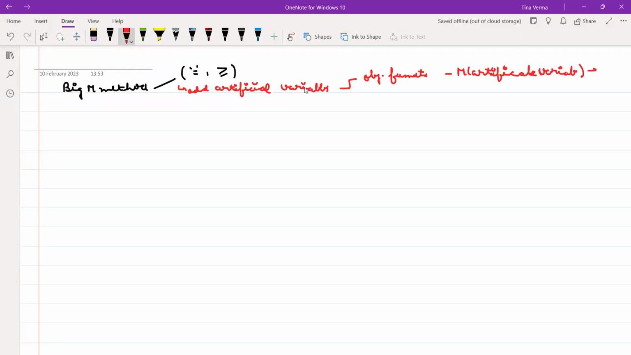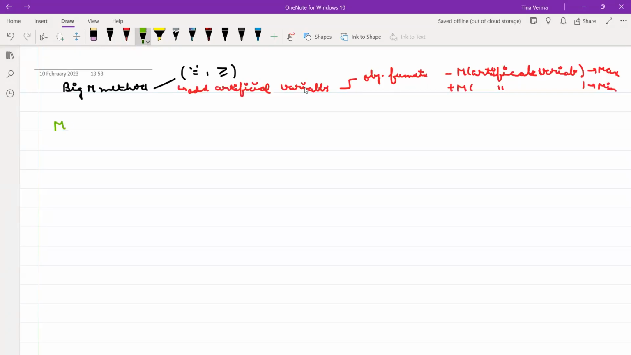if your objective function is of maximization, and plus M times your artificial variable if your objective function is minimization. The rest of the criteria is the same: you have to choose the most negative for the maximum to enter, and then you have to decide your leaving variable. So we will discuss one more example.